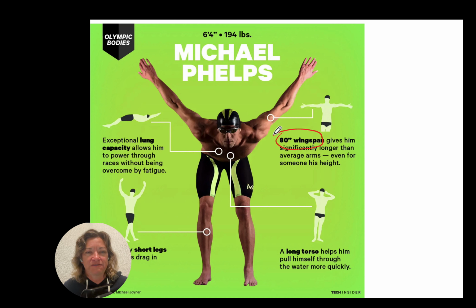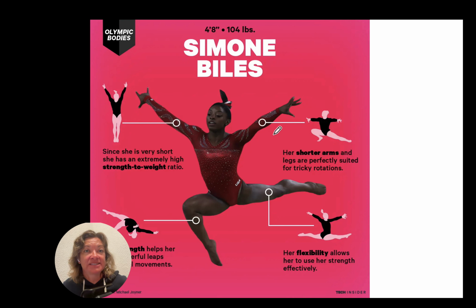That means fingertip to fingertip. He has really long arms, even relative to his height. So he's a tall person, but exceptionally long arms. And that is a biomechanical advantage for some swim strokes. Similarly, Simone Biles, standing at 4'8", is very short. So she has a really high strength to weight ratio, in part because of her height, obviously also because of her training. But her shorter arms and legs also help her perform rotations. And so that's another sort of structural advantage that Biles has.